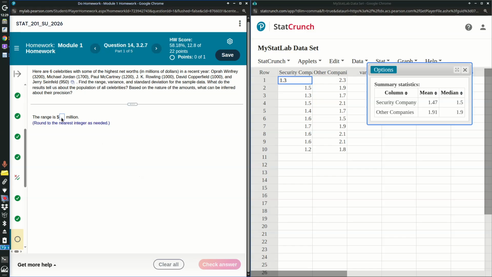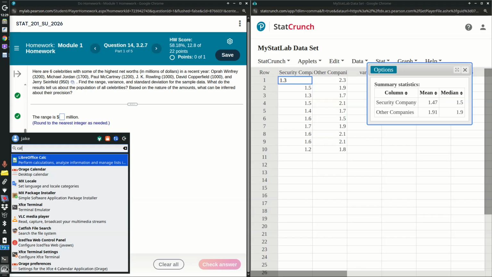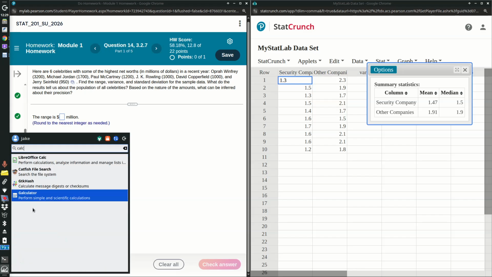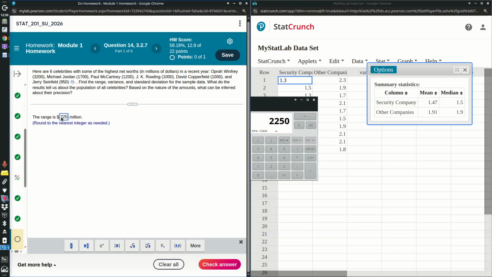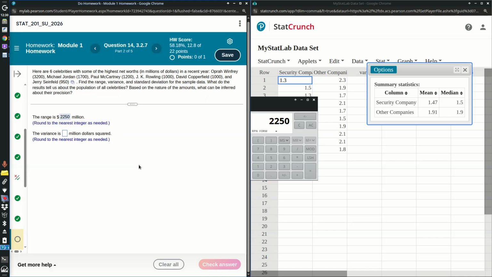Okay, so the range here is not anything complicated. It's just maximum minus minimum. If you look at the highest net worth, the highest is Oprah at $3,200, and the lowest is Jerry Seinfeld at $950. So on a calculator, we can just do 3,200 minus 950, and that's going to give us the range. The range is just max minus min, and we see that here is 2,250. It just wants it as an integer, so that's exactly right. Pop that in, and we get the right answer.